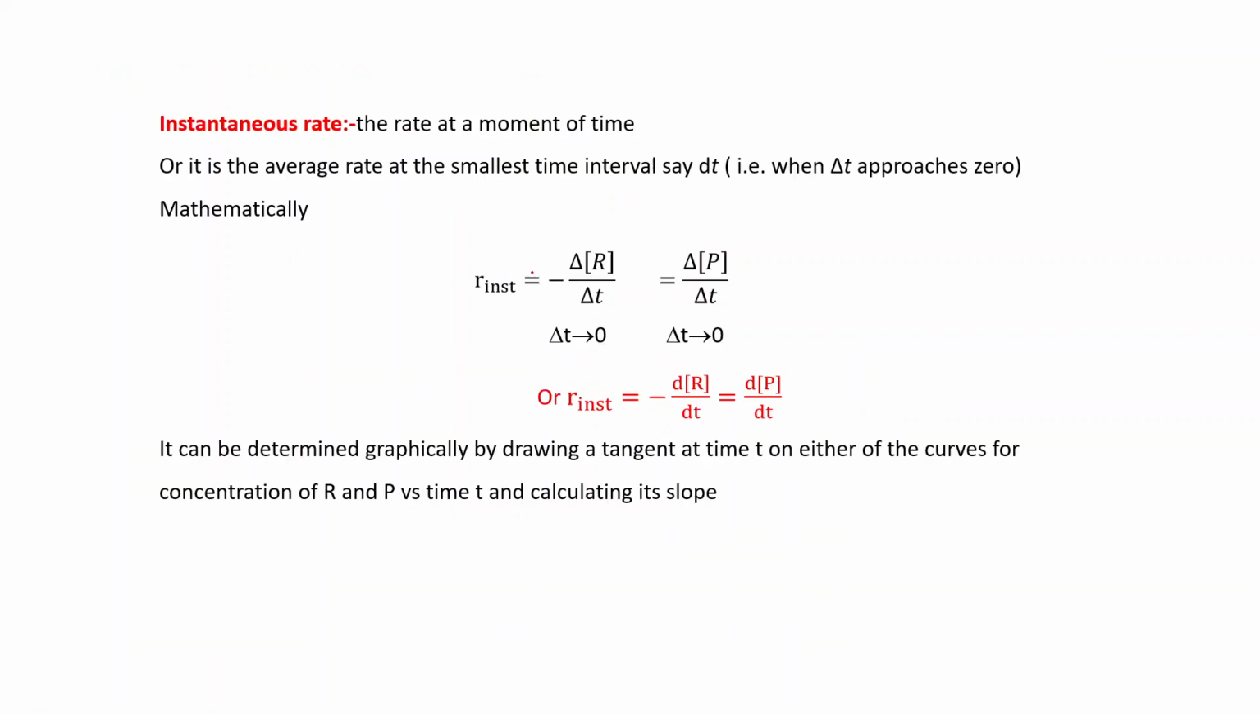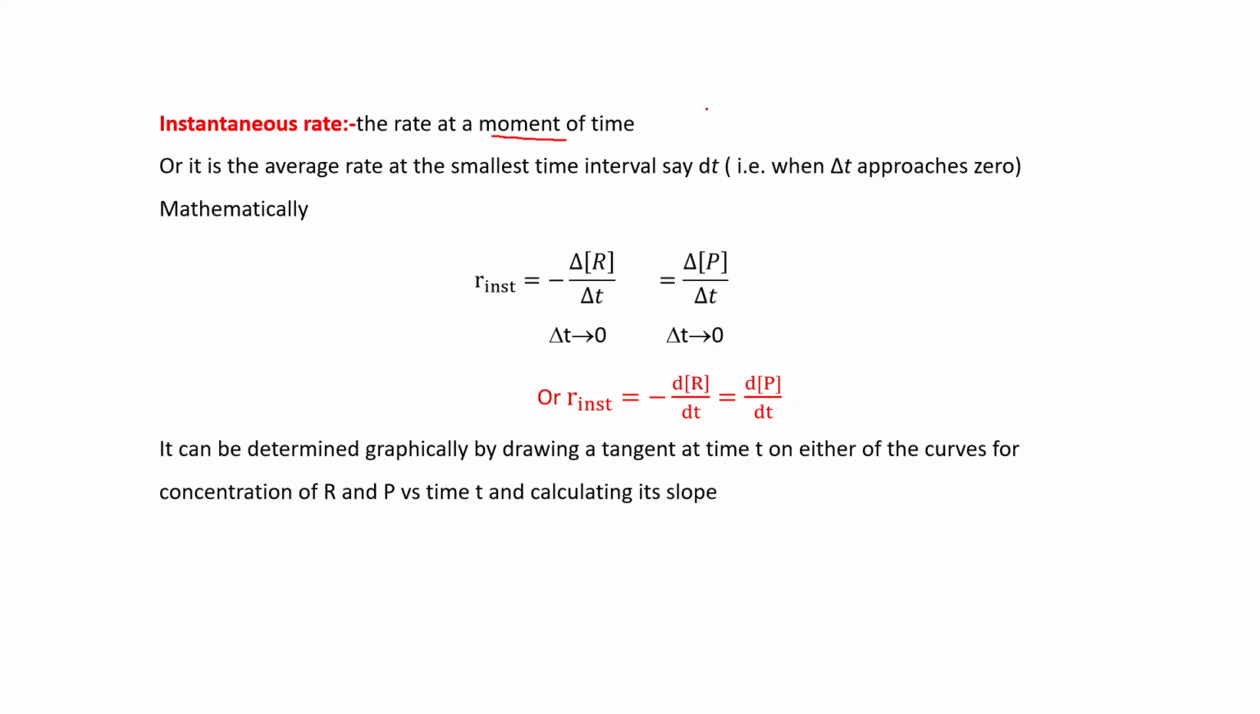Now next one is instantaneous rate. Instant, that is at a moment, at a particular moment. Before we discuss this instantaneous rate in terms of a chemical reaction, we will discuss one common phenomenon, that is speed of any vehicle.